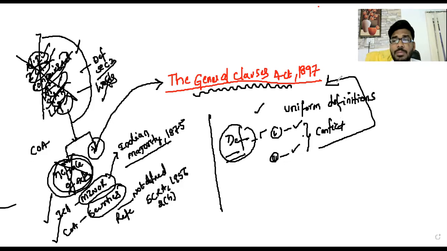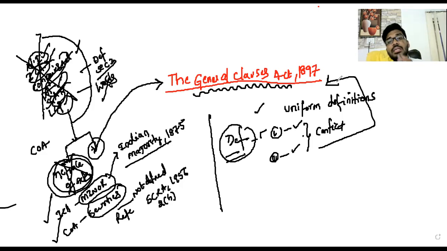So this is a purpose. This is not the only purpose, but this is the main purpose for which the General Clauses Act was introduced in India. What is the main purpose? First of all, whenever definitions are not defined, it gives uniform definitions to all the acts. Or when definitions are defined multiple times and there is a conflict in those definitions, at that point also we should follow the General Clauses Act.